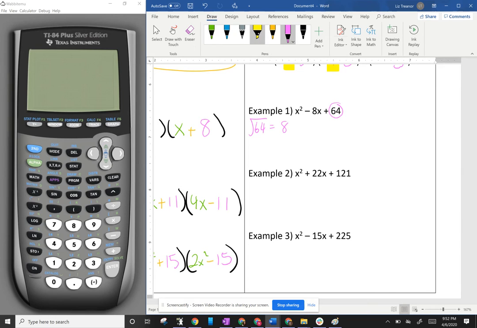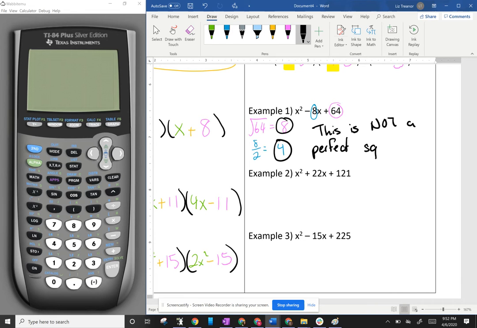And the linear coefficient is 8. Half the linear coefficient, so 8 divided by 2, is 4. And these numbers do not match, which means this is not a perfect square trinomial.